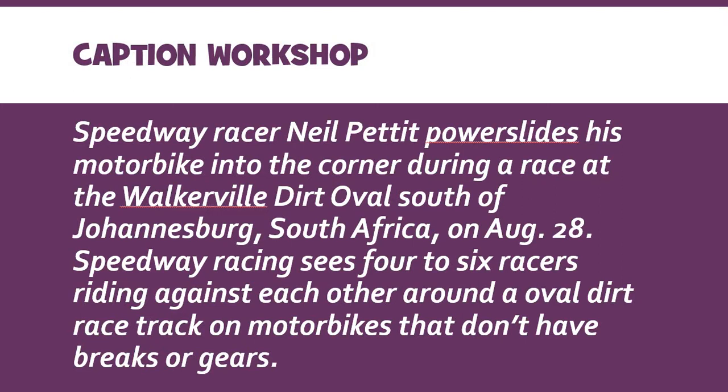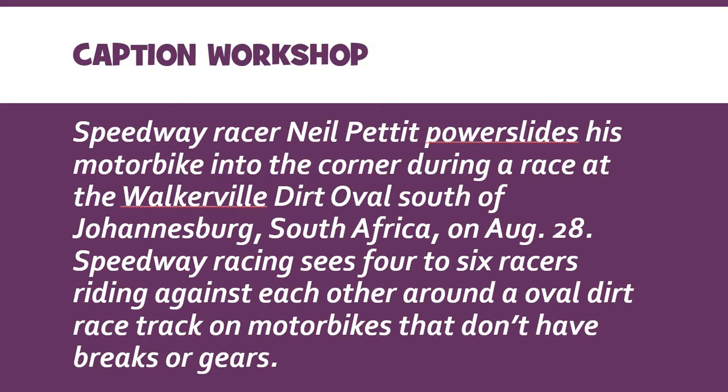Now, the second sentence of our caption. "Speedway racing sees 4 to 6 racers riding against each other around an oval dirt racetrack on motorbikes that don't have brakes or gears." That's kind of the reason why it's so dangerous. But notice that this sentence, while interesting and compelling and tells you a little bit more about what you are looking at, doesn't describe anything that's going on. It's a description about what dirt bike racing is, at least around an oval track. You wouldn't know that simply by looking at that photograph. What it's doing is taking the information from the first sentence and detailing it out a little bit more so that you get a deeper sense of context.